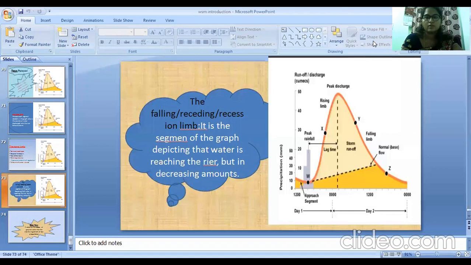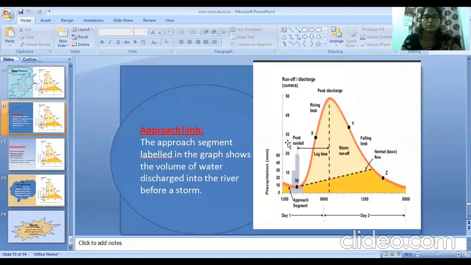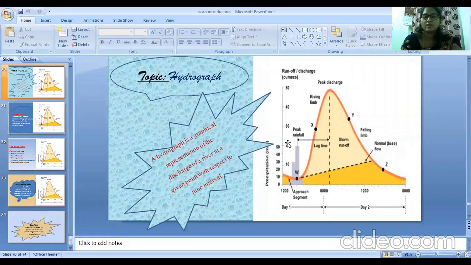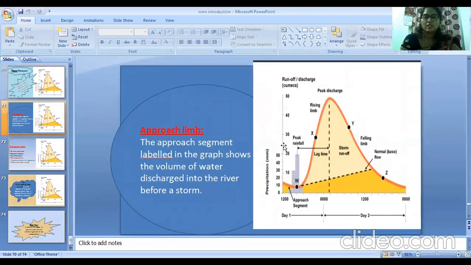Thank you. Once again, let me repeat. What is a hydrograph? A hydrograph is a graphical representation of the discharge of a river at a given point with respect to the time interval. The approach limb depends on the previously existing condition in the watershed, distribution of rainfall intensity, hydraulic length of the basin, ground slope, and hydrological condition of soil in the lower portion of the watershed.